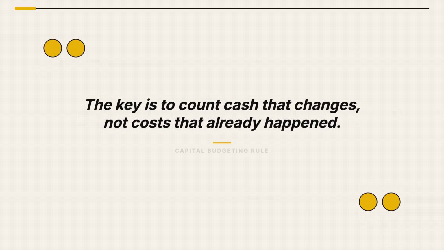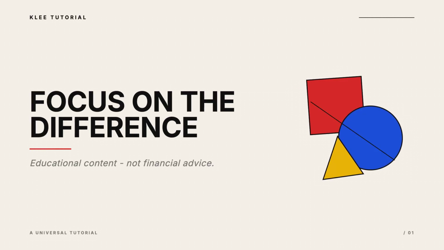Past costs are usually sunk costs. The analysis focuses on future cash differences caused by the decision. Incremental cash flow helps compare decisions by separating new cash effects from the business as usual baseline.